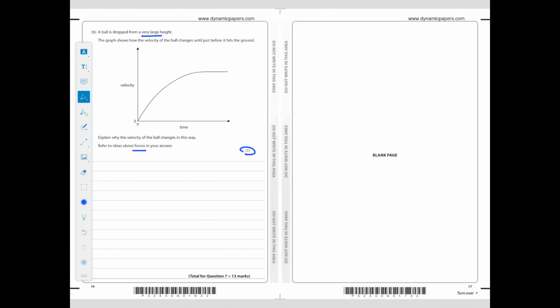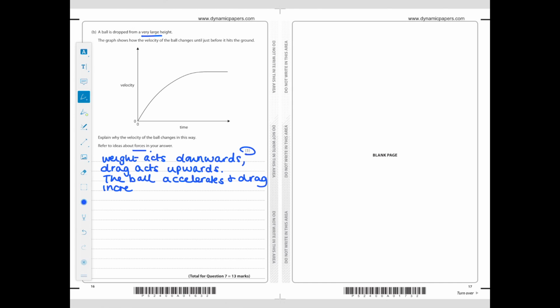So again, in my guide, you just want to learn a terminal velocity answer off by heart in order to get these 5 marks. So you want to say which direction all the forces are acting in. So you want to say weight acts downwards, drag or air resistance acts upwards, the ball accelerates, and drag increases.